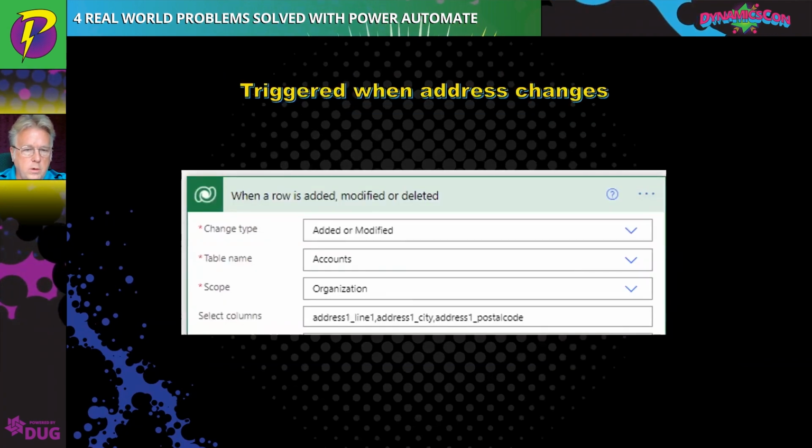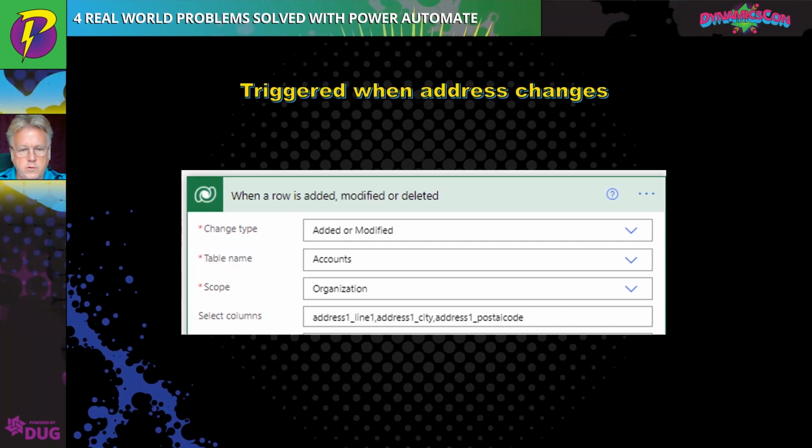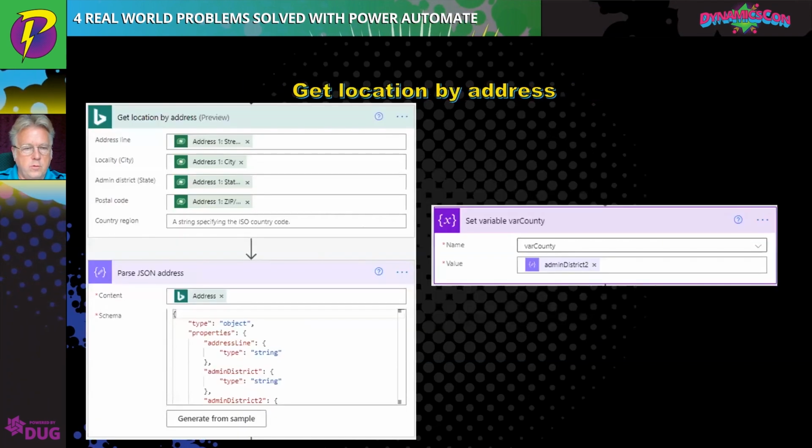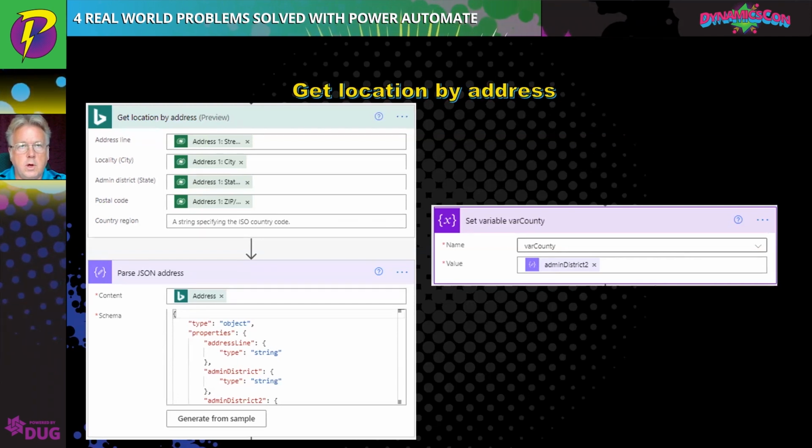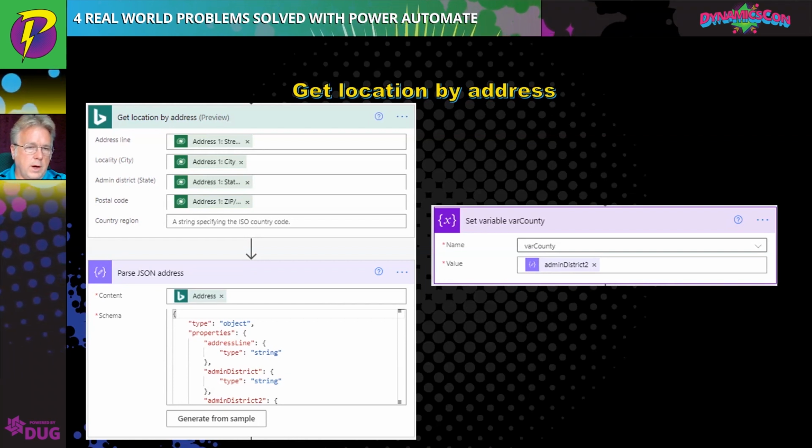So it's triggered when an add or modify takes place on the account, and the columns in the select columns, we're specifically looking for changes in the address line 1, address 1 city, or address 1 postal code. Once those are changed and it triggers, we use the Bing Maps action to go out and get that address validation. Now, something to keep in mind here is that for Bing Maps, you need a user key to supply this action, and that can be found at the Bing Maps website.